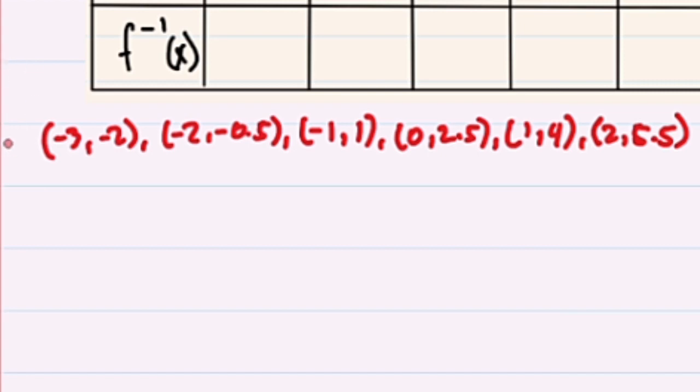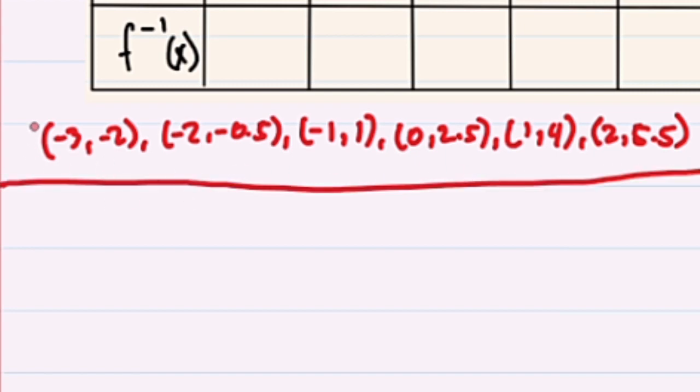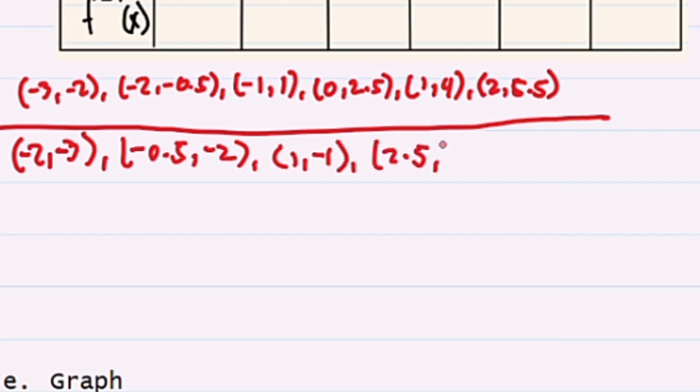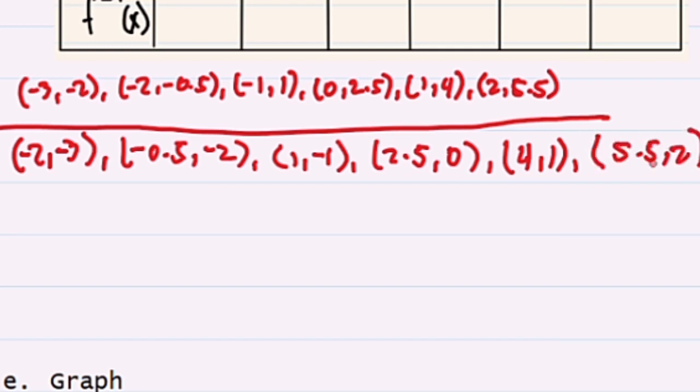So, ito yung inverse ng ordered pairs na to. So, we have negative 2, negative 3, and also we have negative 0.5, 0.5, and then we have negative 2. Also we have 1 and negative 1. Also we have 2.5 and 0, and we have 4, comma 1, and also last, we have 5.5, comma 2.